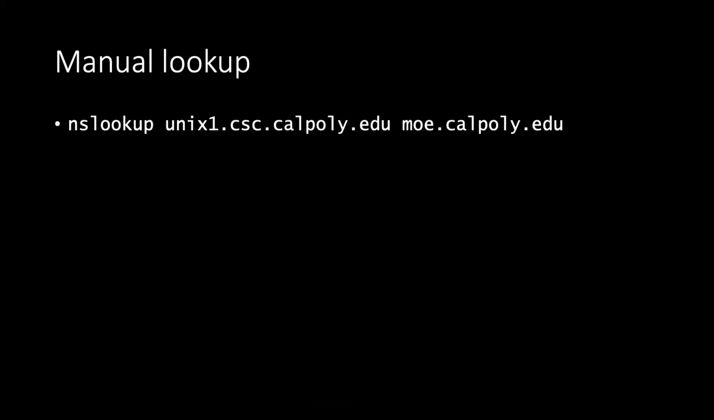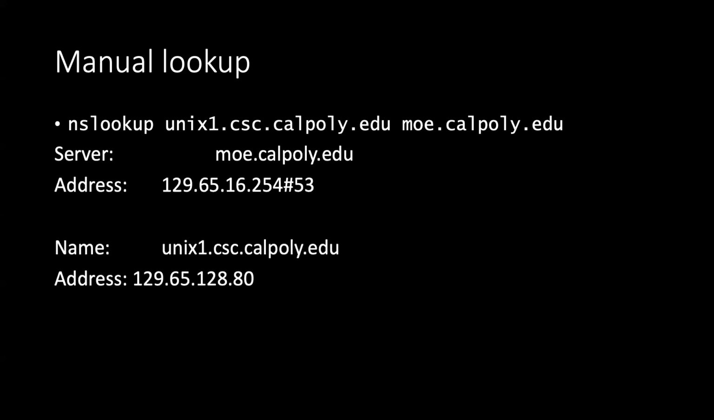So how can I do this for myself, you're wondering? Well, if you're on Unix-like operating systems, and also Windows, I think, but maybe not. Windows has weird networking as well. You can run the nslookup command. So in this case, we could do nslookup unix1.csc.calpoly.edu, which is our host name, and then we can specify a specific name server to use. In this case, we'll use mo.calpoly.edu, and we'll get some results back.